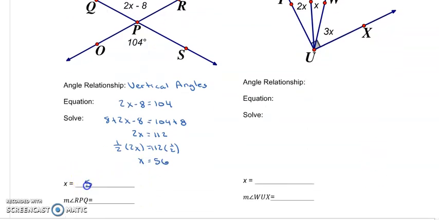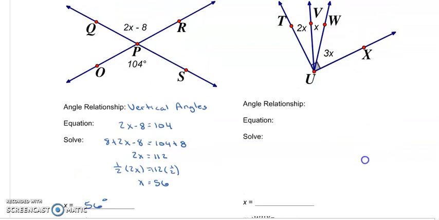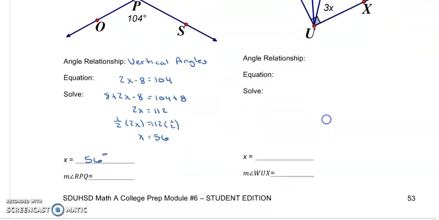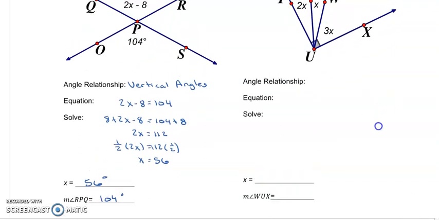So there's my 56 degrees, and it asked me for angle RPQ. So RPQ, that's this guy right here. So I'm going to go 2 times 56 and then subtract 8. And I should get the 104. If I don't, I know I did something wrong, because those two angles should be congruent.